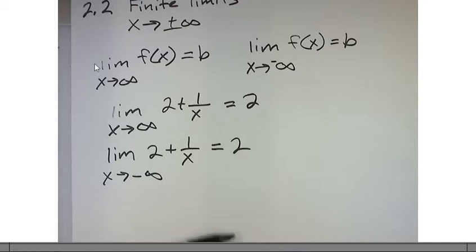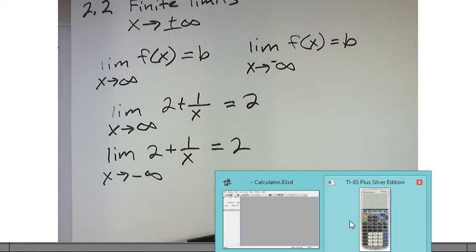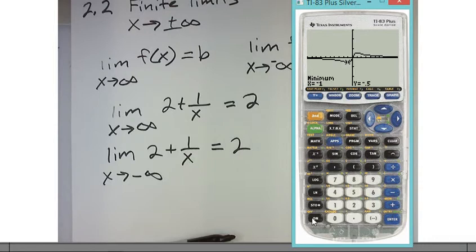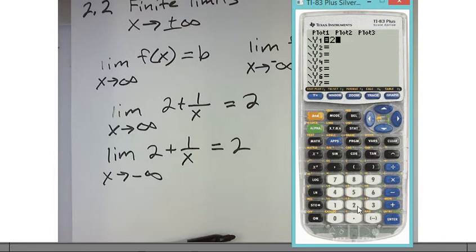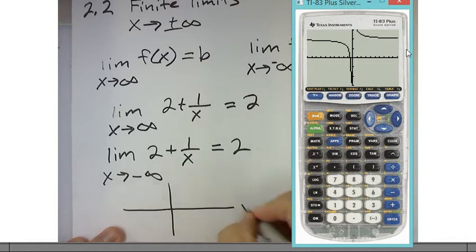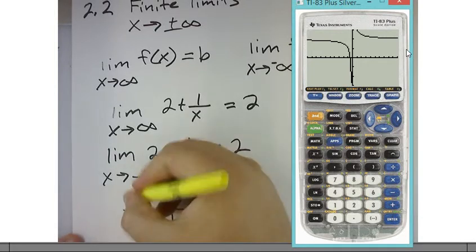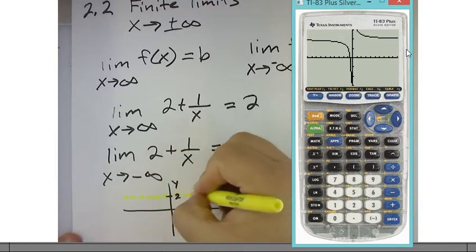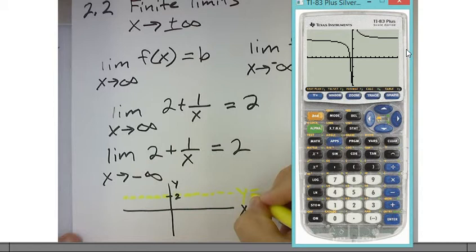And here's why. If I graph this in my calculator, what we have is a horizontal asymptote that occurs at 2. So if I say 2 plus 1 divided by x and graph it, right here at y equals 2 I have a horizontal asymptote. I'm just going to sketch this graph real quick. X, y. And the horizontal asymptote means that y cannot equal 2, but it could come pretty close to it.